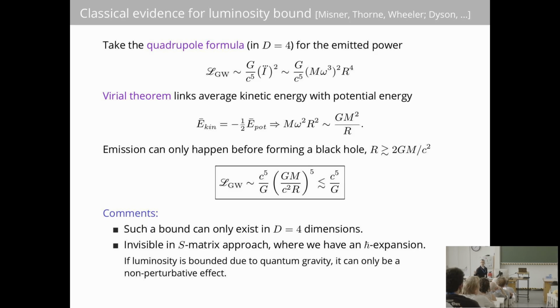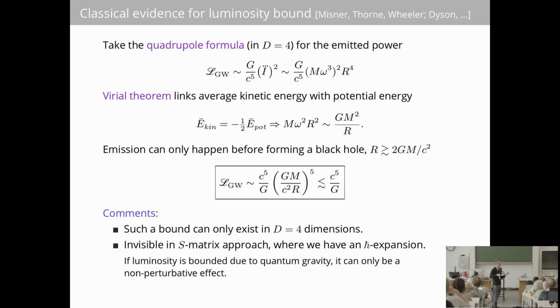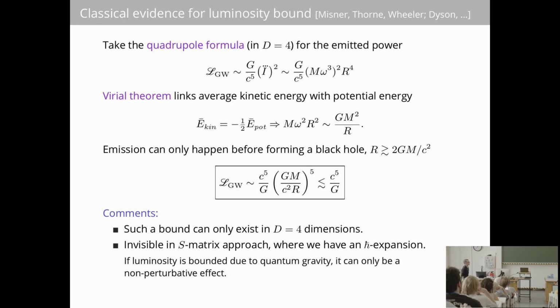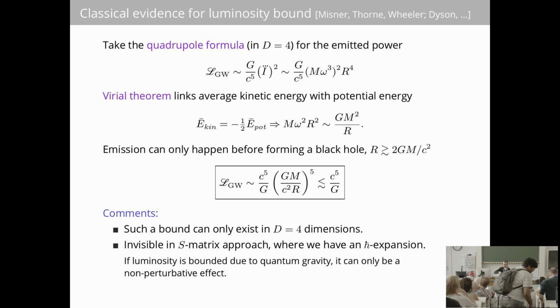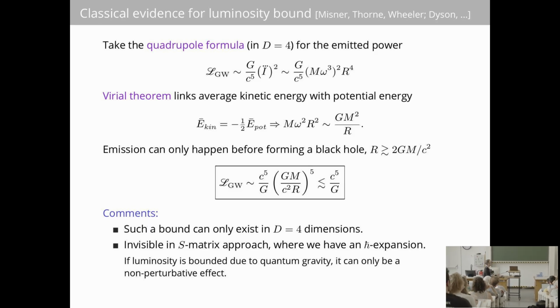And then you take also into account that the system is bound by gravitational forces. And then you can eliminate one of the parameters that appear here. And then you say, well, the emitted power will increase as the two masses get closer and closer, but no power can be emitted once you form a black hole. In other words, once your mass is confined to a region smaller than the Schwarzschild radius. And this gives an inequality, and if you plug everything together, you get a bound.